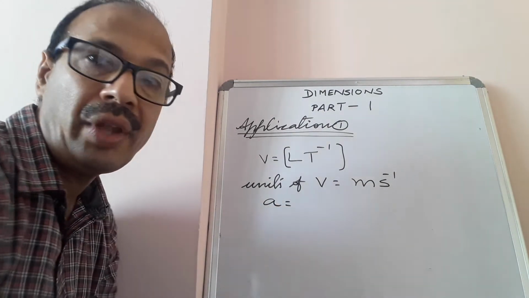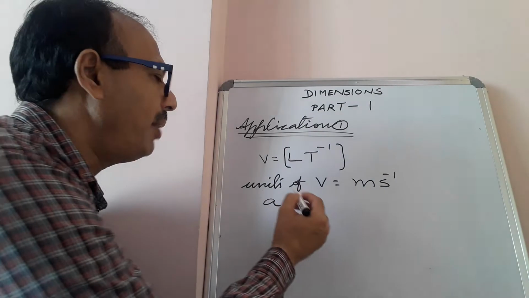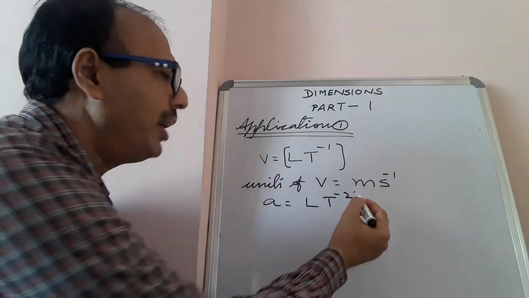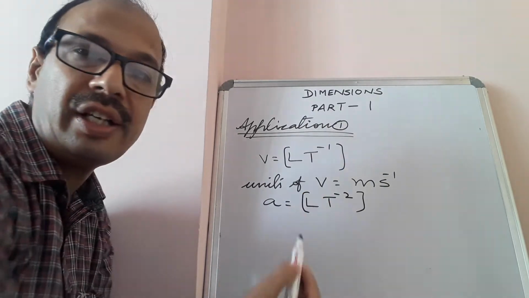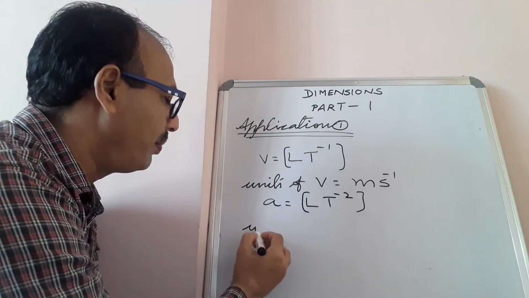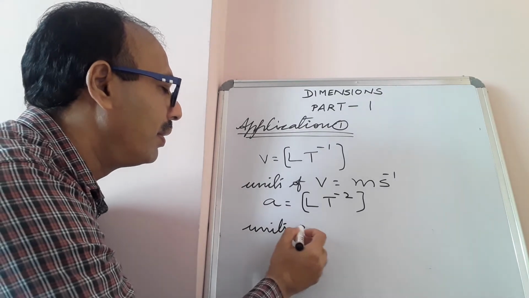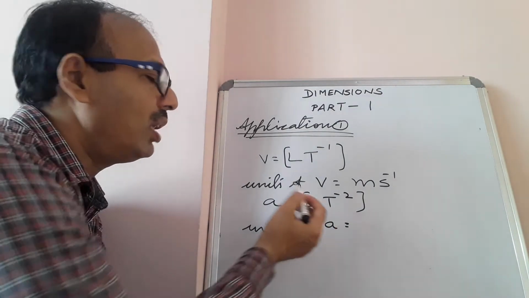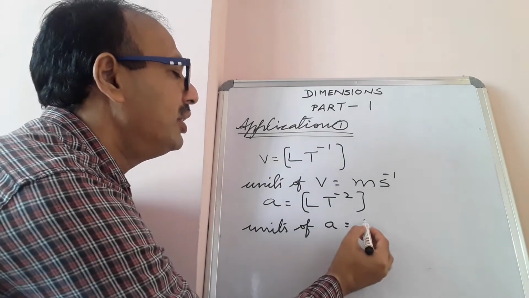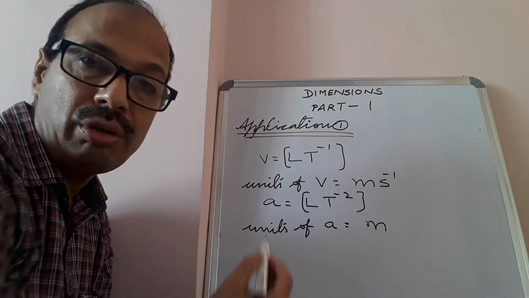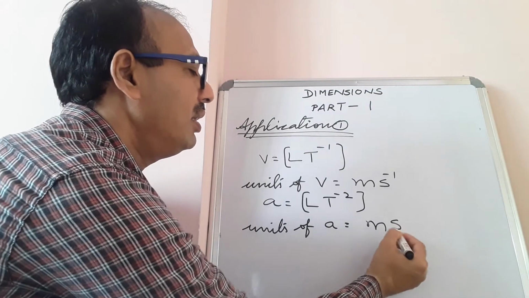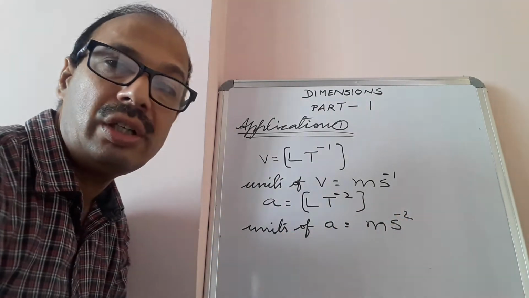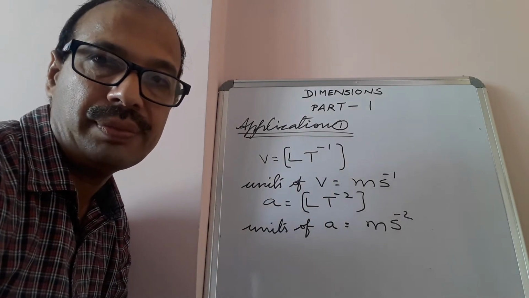Acceleration, you see, just now we had seen acceleration. The dimensional formula of acceleration is L t power minus 2. Now you can write the units of acceleration. Units of acceleration. Now what are the units of length? Meter. What are the units of time? Second. So meter per second square is the units of acceleration.